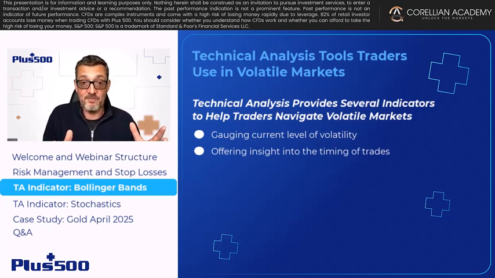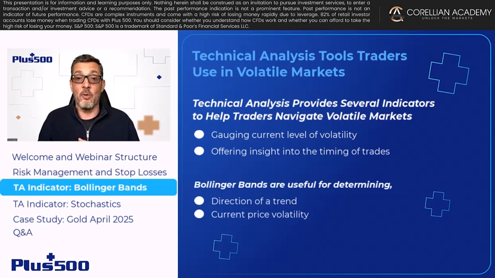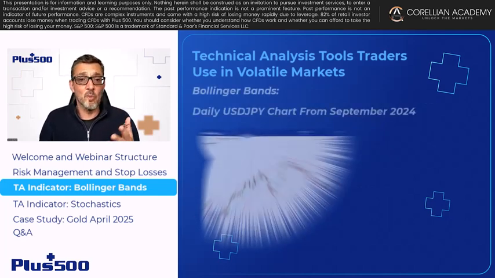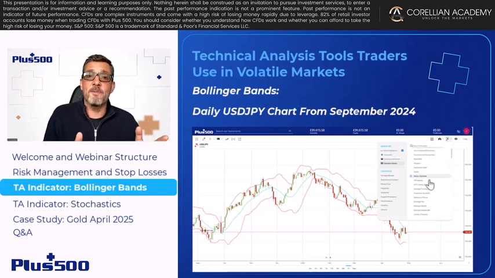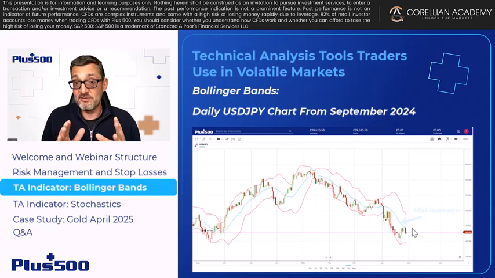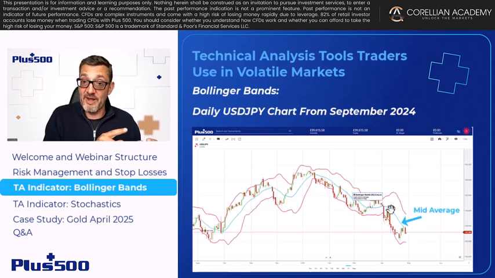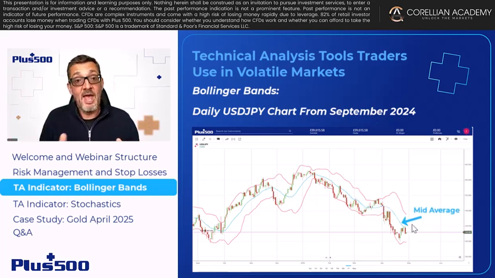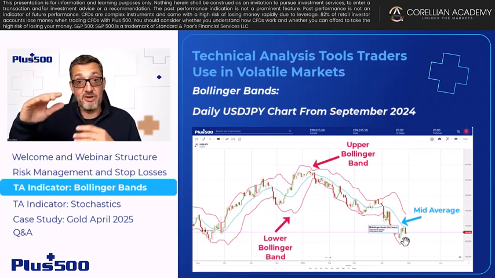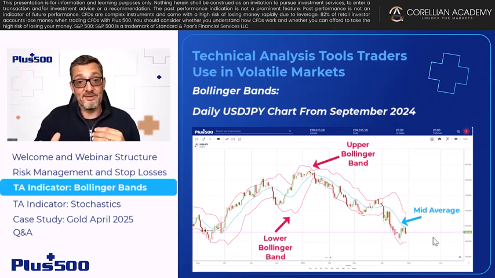A great indicator to help us determine both the trend's direction and current price volatility of a particular CFD is Bollinger Bands. So what are Bollinger Bands? Well, a Bollinger Band, simply put, is a moving average envelope that consists of three lines: a simple 20-period moving average, which is called the mid-average, and the lines above and below the mid-average that are called the upper and lower bands. And you can see these highlighted on the dollar-yen chart that is on screen right now.